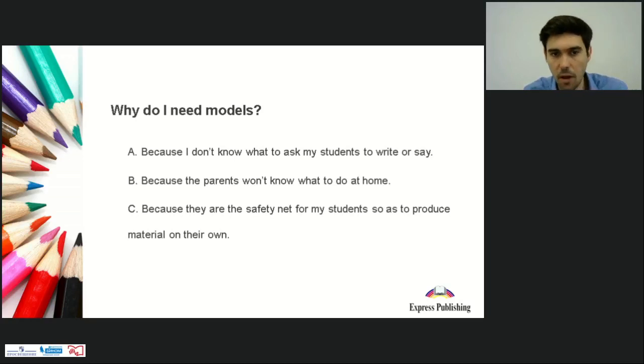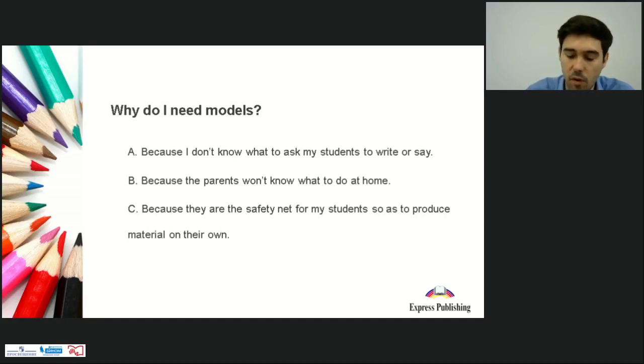So if we look at some of the answers, A, because I don't know what to ask my students to write or say. B, because the parents won't know what to do at home. This can be quite often true. How many times do you have students go home and they ask their parents to help them with the homework because they haven't understood what is expected of them? So that's why the answer would be C, because models are essentially a safety net for our students, so to produce material on their own.